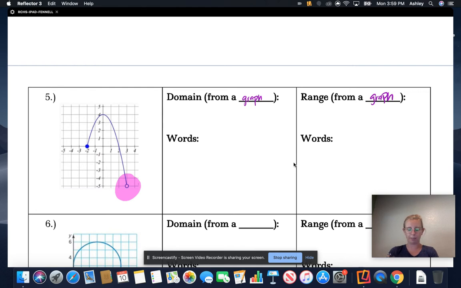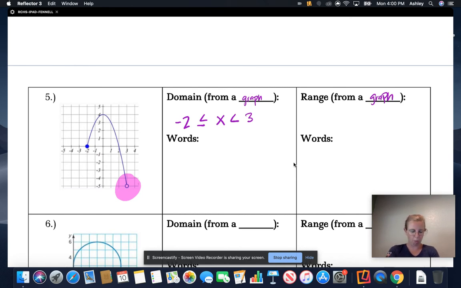So this is our first example where we're going to write x, and then it's going to be less than but not equal to the highest value of 3. It's going to be greater than or equal to -2, and that is going to be our domain for this graph.